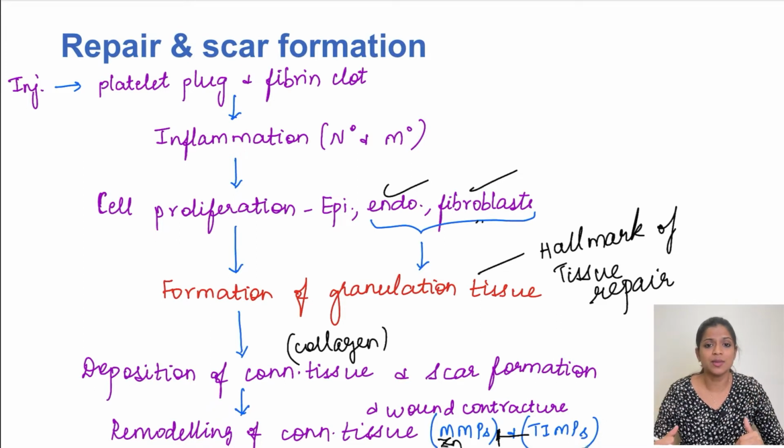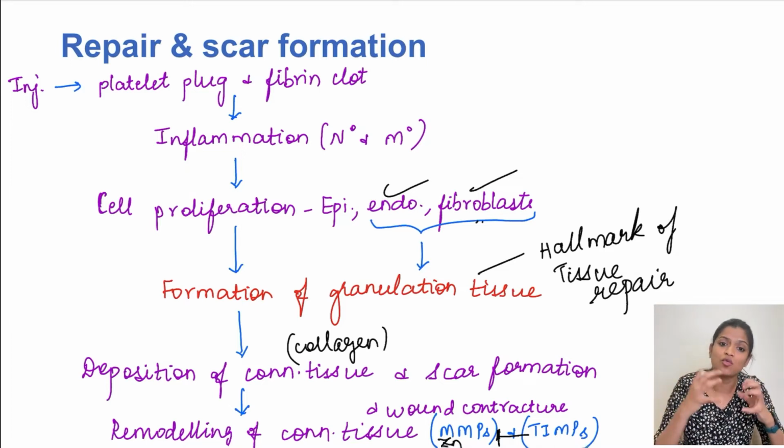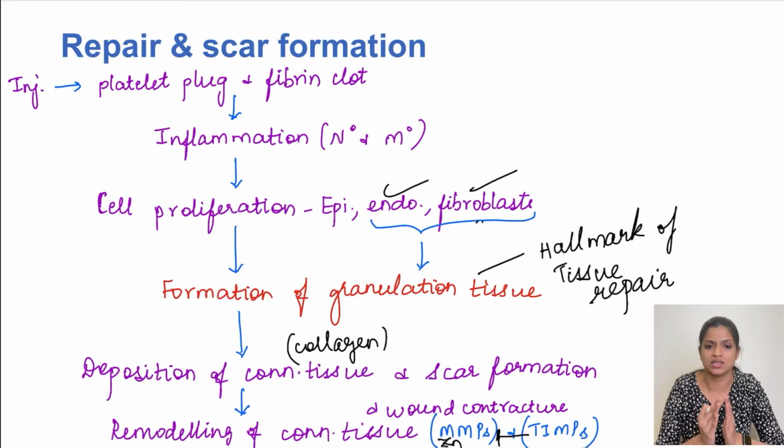Now the final step in the remodeling will be wound contracture. So if the wound is this big, but the scar is not this big, right? The scar usually is quite thin. That is because of wound contracture. The collagen will then contract and it will form a compact scar. That process is called wound contracture.